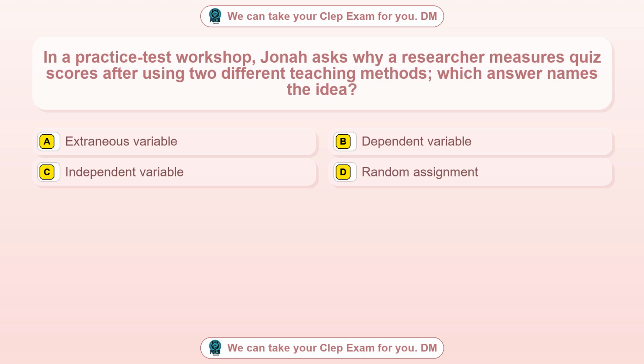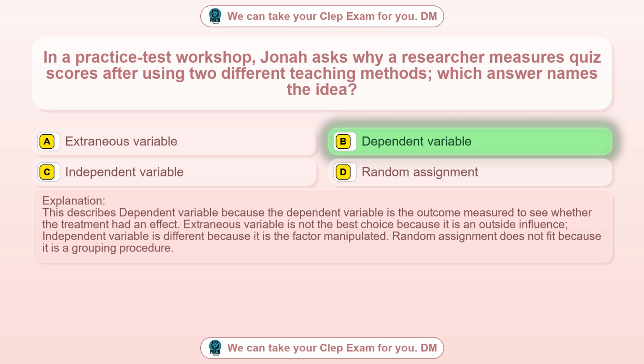Question 91. In a practice test workshop, Jonah asks why a researcher measures quiz scores after using two different teaching methods. Which answer names the idea? Option A, extraneous variable. Option B, dependent variable. Option C, independent variable. Option D, random assignment. The correct answer is option B, dependent variable.